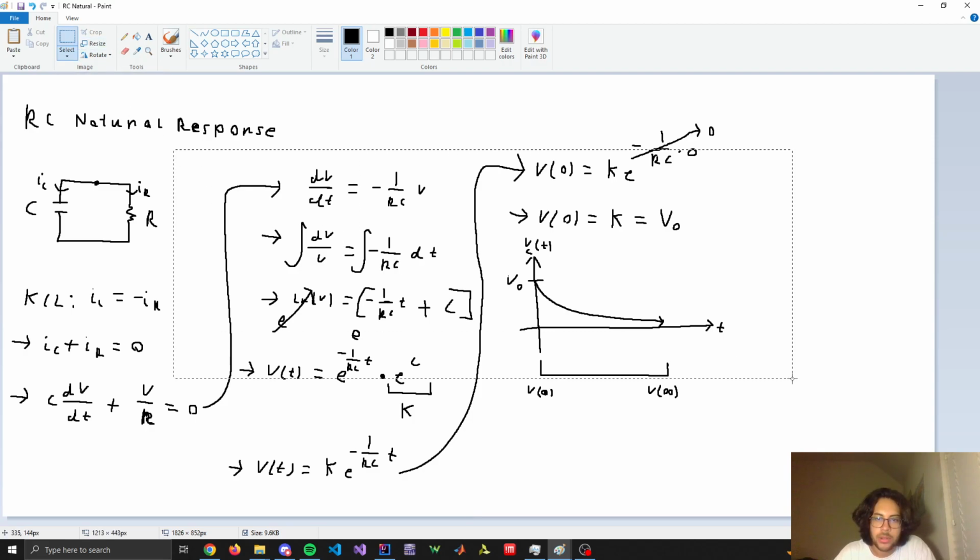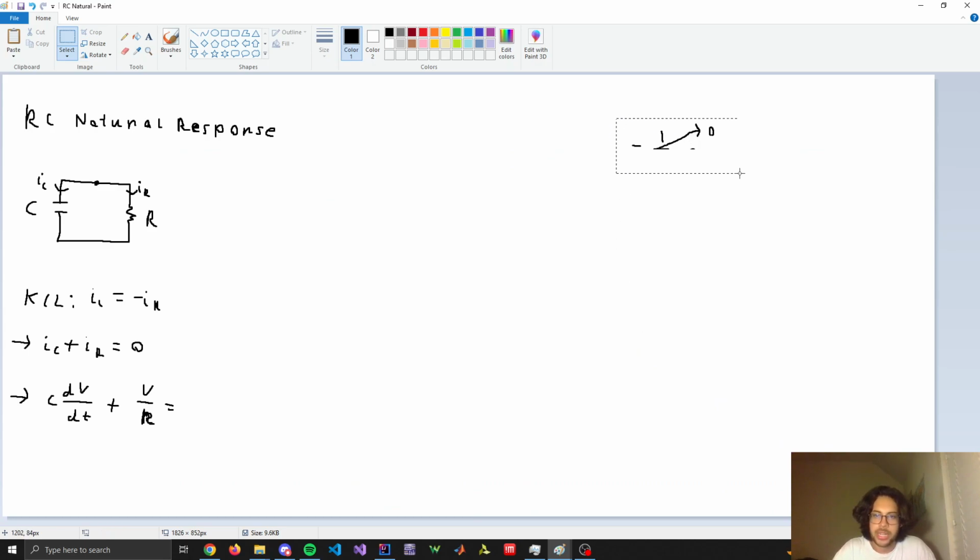So I'll go ahead and get rid of this for now, because there's also another way of looking at this differential equation, and that is by taking the Laplace transform of it. So I'll go ahead and take the Laplace transform of this differential equation.